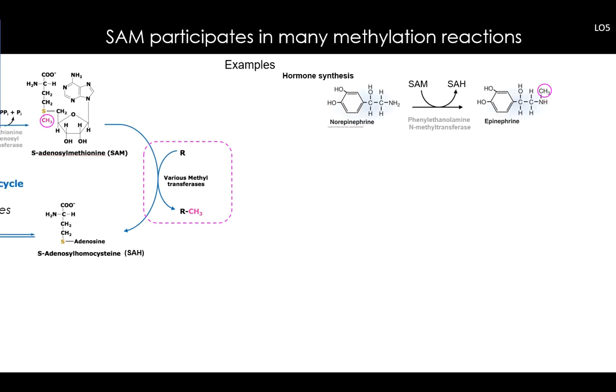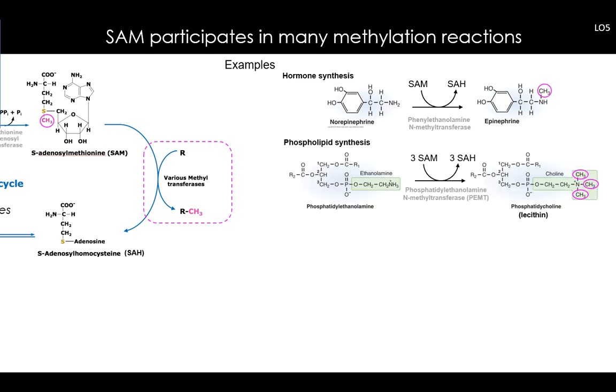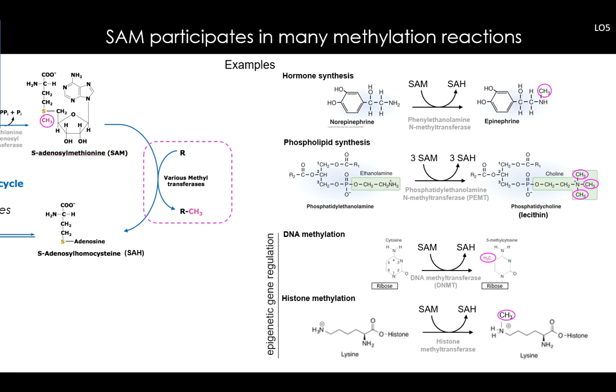In the first example, S-adenosylmethionine reacts with norepinephrine to form epinephrine. During phospholipid synthesis, methyl groups from 3 S-adenosylmethionines are added to phosphatidylethanolamine to form phosphatidylcholine, a major membrane phospholipid. S-adenosylmethionine also functions in the methylation of DNA and histones, thus playing a critical role in the epigenetic regulation of gene expression. More than 35 reactions in humans require methyl group donation from SAM.